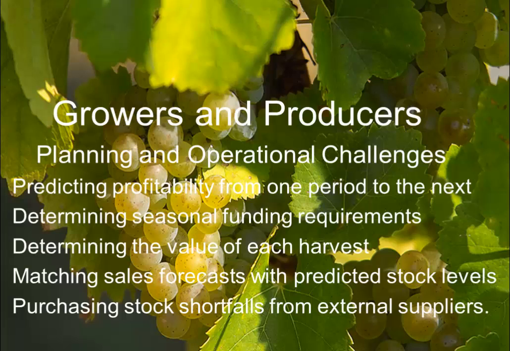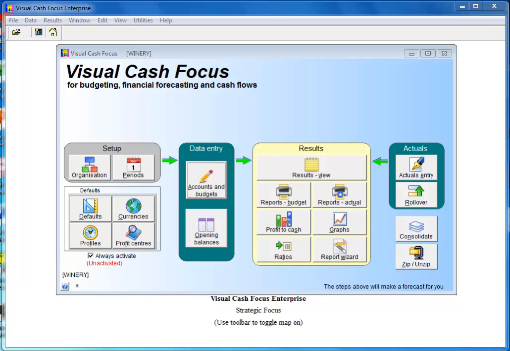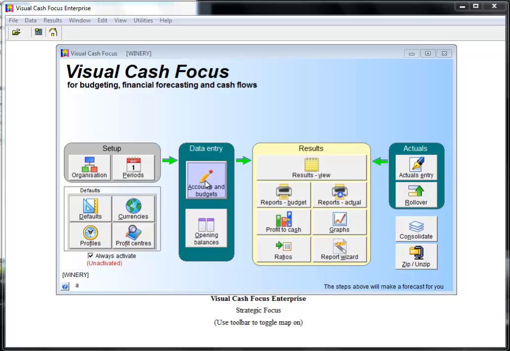So let's now look at an example of a winery to see how a driver-based forecasting system like Cash Focus helps manage these challenges. From the main menu screen, let's first look under Accounts and Budgets to see how the model works.